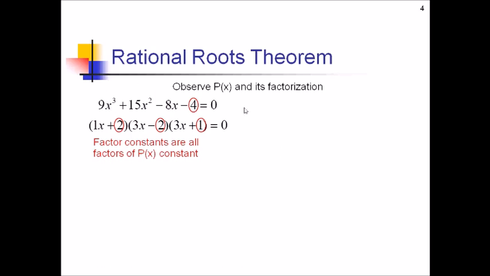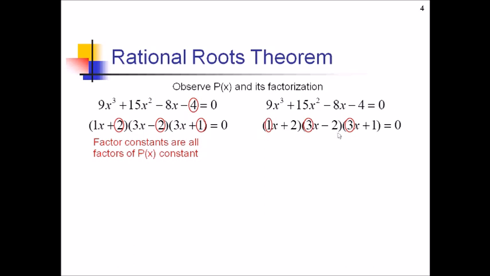Let's take this polynomial again, and the factorization again, and this time I would like to direct your attention to the linear terms in each of those factors. So 1, 3, and 3, the coefficients of those linear terms. What relationship do you see with these numbers versus the original polynomial?